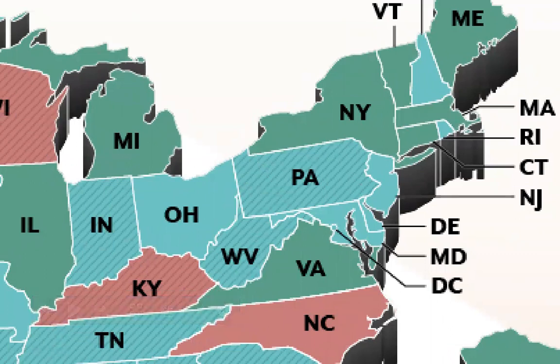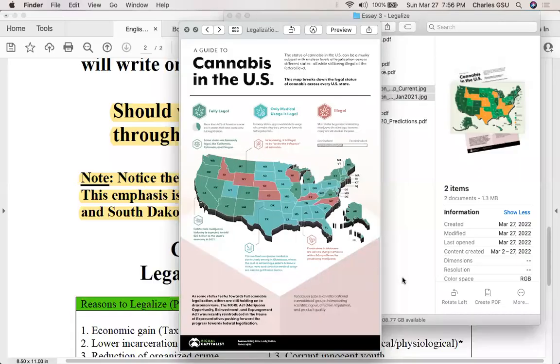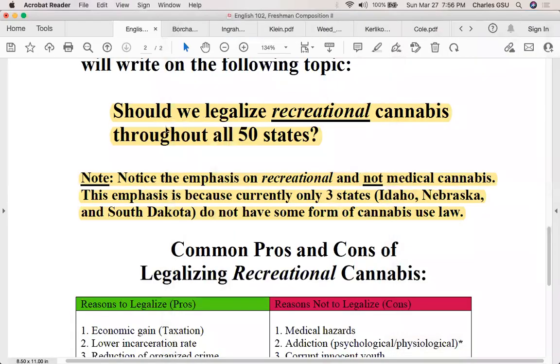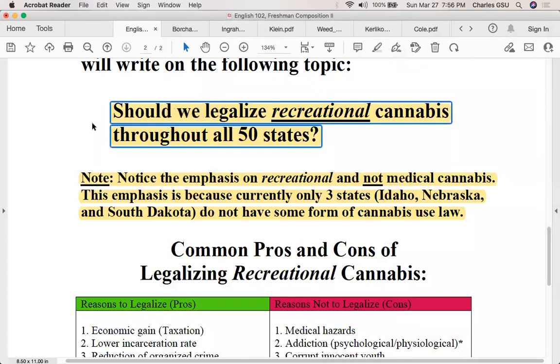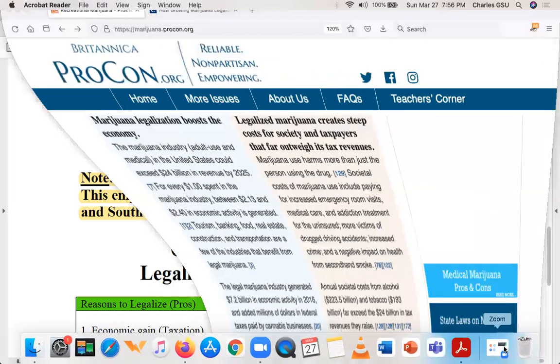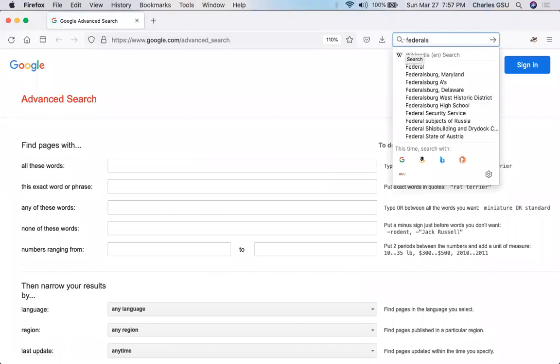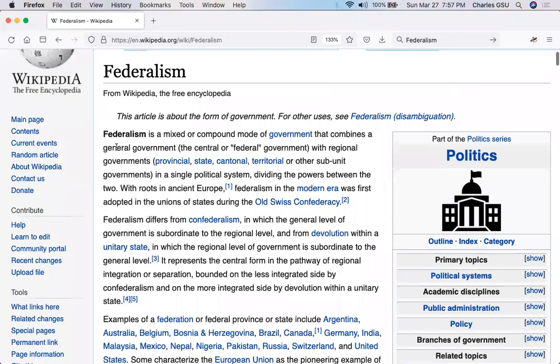So the essence of this argument, again, let me go back to the guide here, is should we legalize it throughout all 50 states, which would make it in effect what we call a federal law. And in the United States, we have something called federalism. It is a form of government whereby power is shared at the general or federal level, shared with the individual units, or in this case, states. Okay. So depending on the kind of law it is, right?